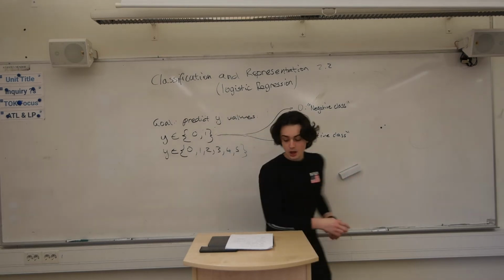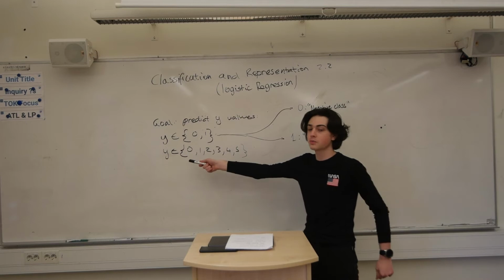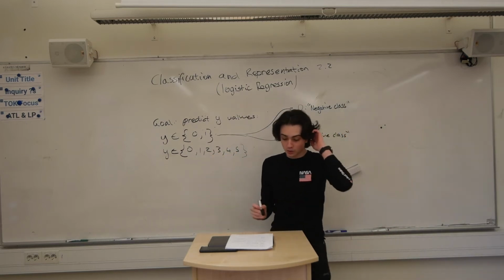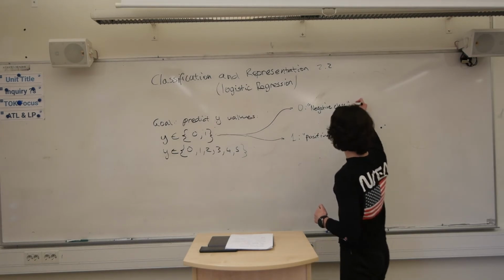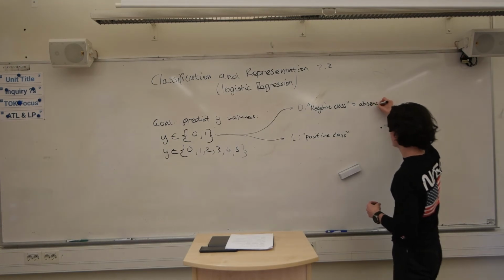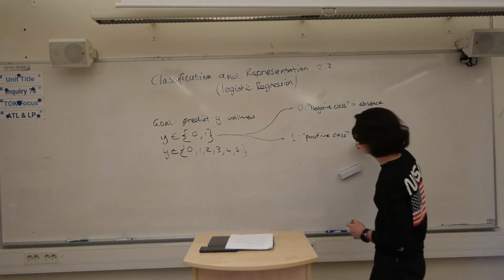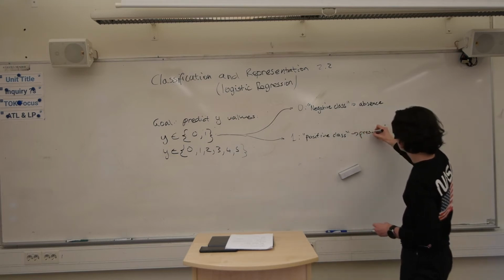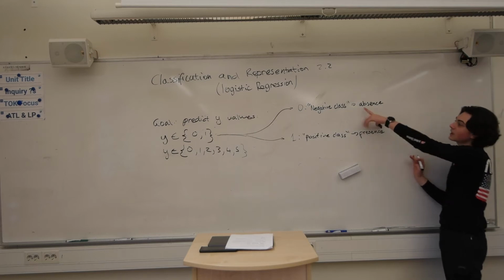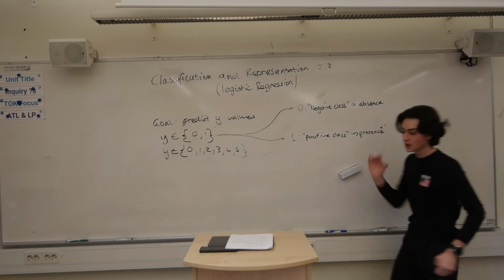Again, this is only for 2. If you had more, then you would have to have 0, 1, 2. And these will no longer be called negative and positive. These will just be called classes, right? So 0 tends to convey absence, while 1 tends to convey the idea of presence, right? This is why the negative class conveys absence, while the positive class conveys presence.